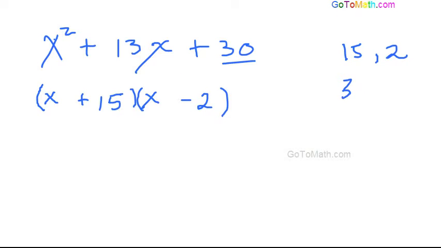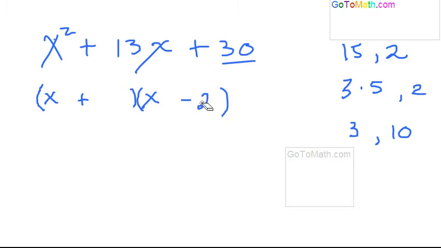Let's look here. We can break that up as 3 times 5. And let's see, here's 3 and 10. This was a tricky one. 3 and 10, if we add those together, we get 13, and when we multiply them, we get 30. So that could have been tricky there.